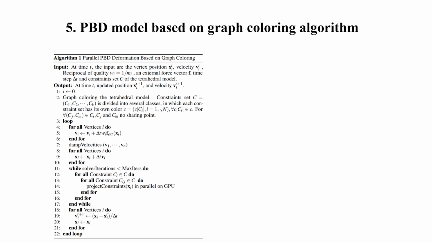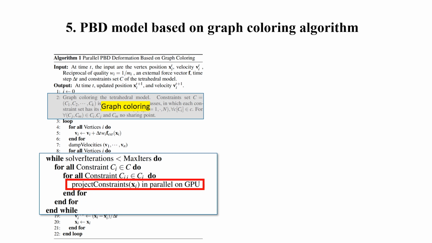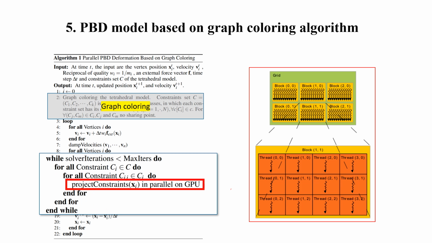The parallel PBD on graph coloring in our paper is described as Algorithm 1. For graph coloring, line 2 in Algorithm 1, we implement coloring partition based on the random dying disk graph coloring algorithm. The constraints are solved on GPU.